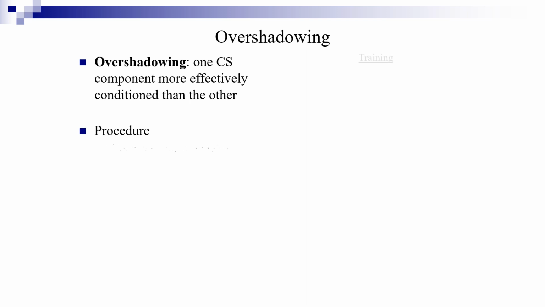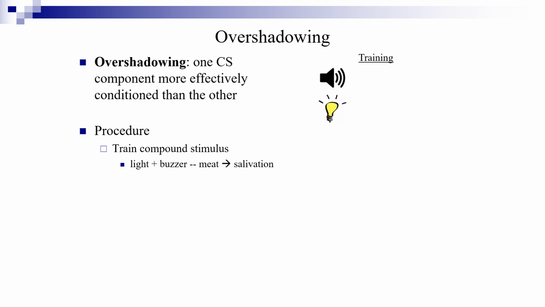Now, if we take a look at the procedure, let's say, for example, that we're going to train a compound stimulus. So we're going to train a light and a buzzer together. That's our compound. And we're going to pair that with meat. And what we should get from that is salivation, right? If we're doing this in dogs or another similar type of species, we should get salivation. So there's our compound stimulus, the light and the buzzer, paired with food, and we should get salivation.